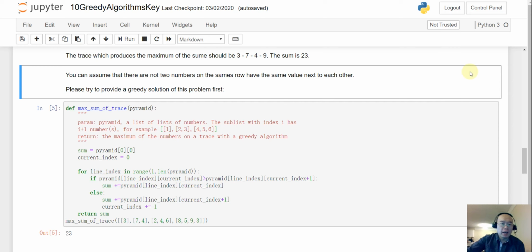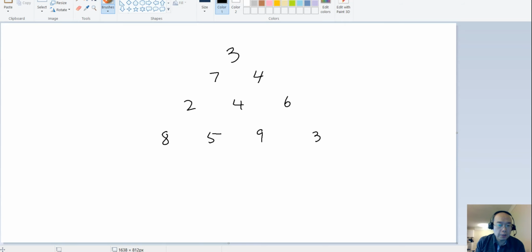Okay, let's continue. Just now we discussed this greedy solution, where we want to trace down a number pyramid and maximize the sum of all the values we have visited. If we want to do a greedy solution, we start from the 3 and then check those two values. Then we want to pick a greedy choice.